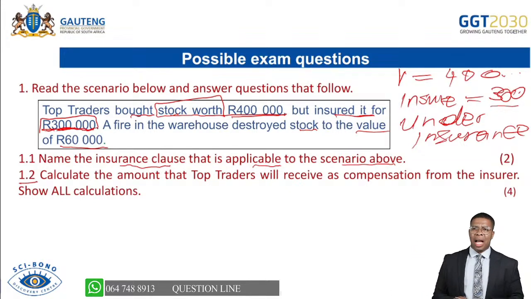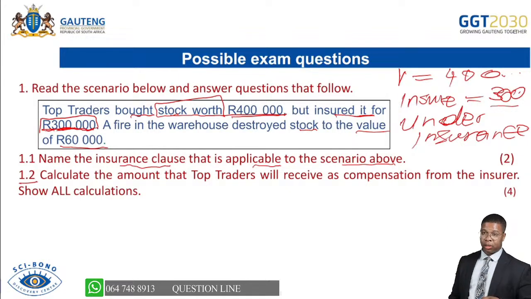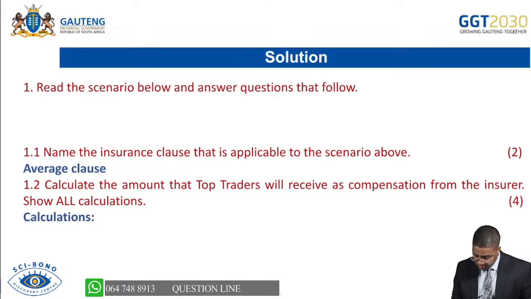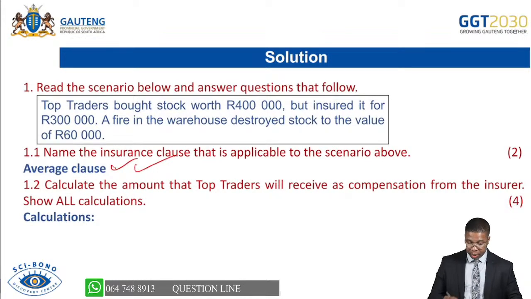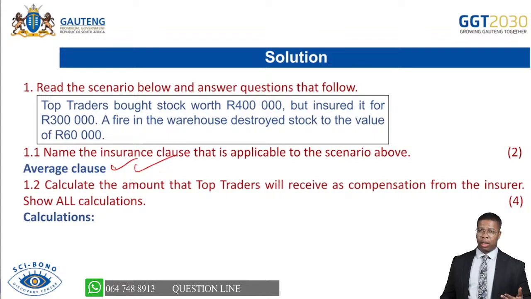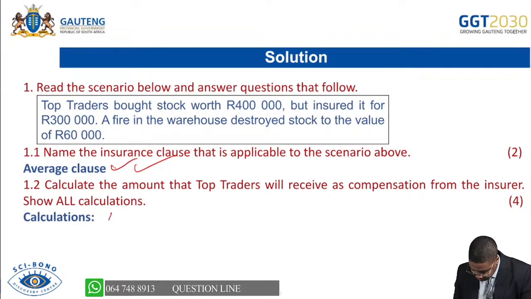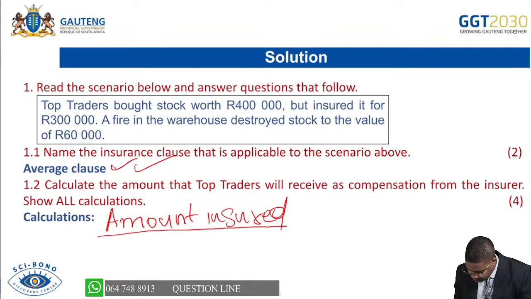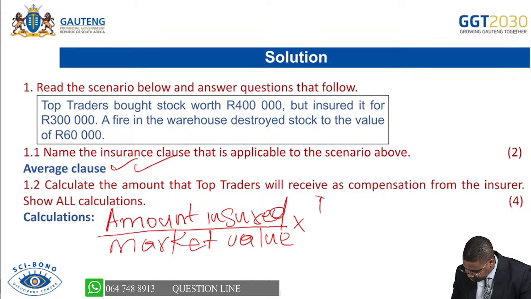So sometimes the questions are giving you the answer already, because when you're looking into investment insurance, there's only one aspect that requires you to calculate. And this is the average clause. So the answer here is supposed to be average loss, correct. But let's talk about now the calculation. You should know the formula. So the formula is amount insured over market value multiplied by damages.